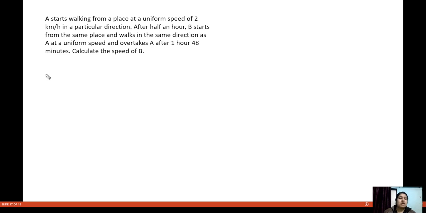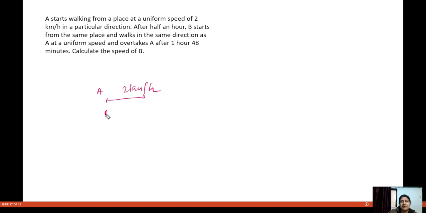Okay, fine. Now let us look at this question. A starts walking from a place at a uniform speed of 2 km per hour in a particular direction. After half an hour, B starts from the same place and walks in the same direction as A at a uniform speed and overtakes A after 1 hour 48 minutes. Calculate the speed of B. See what is happening. A starts walking from a place at a uniform speed of 2 kilometers per hour in a particular direction.